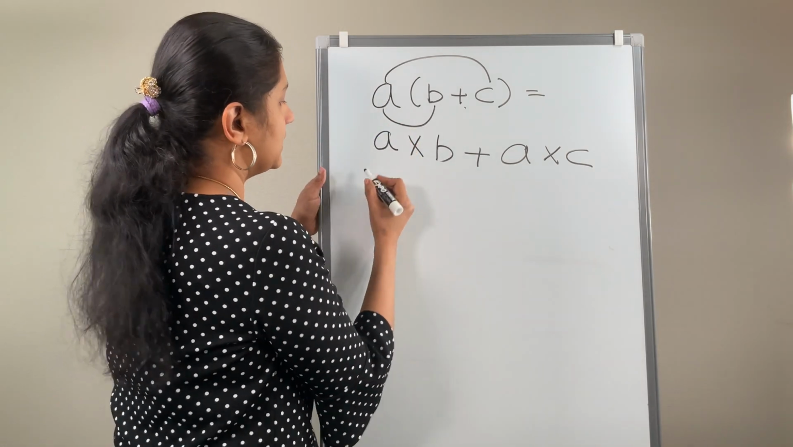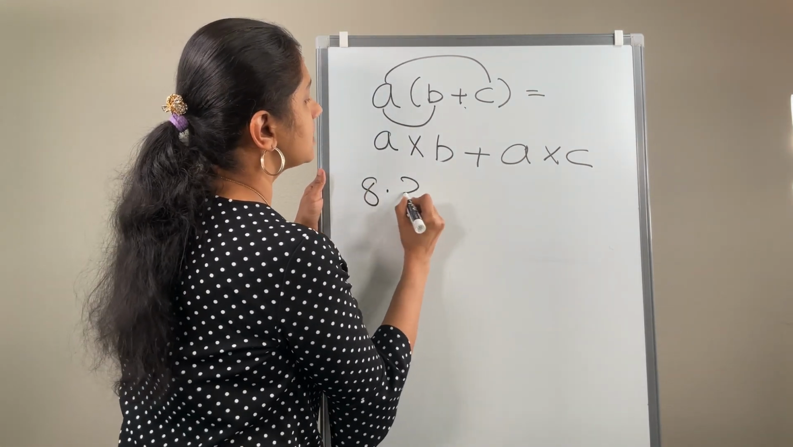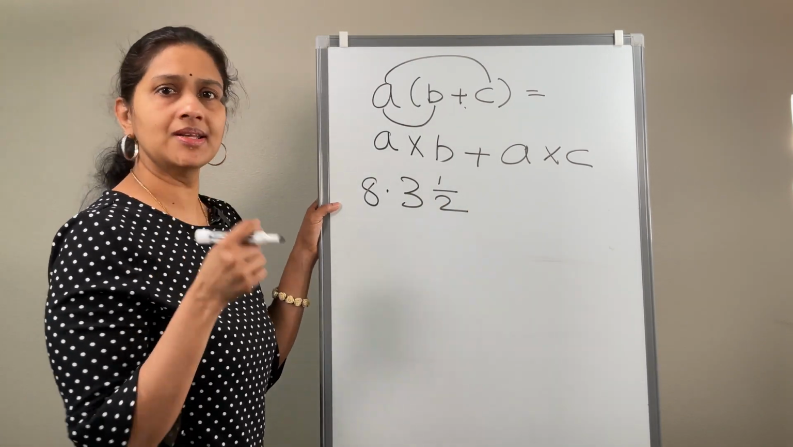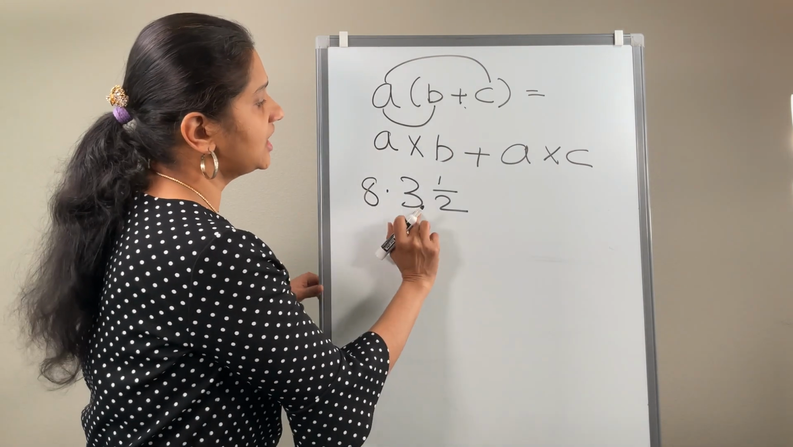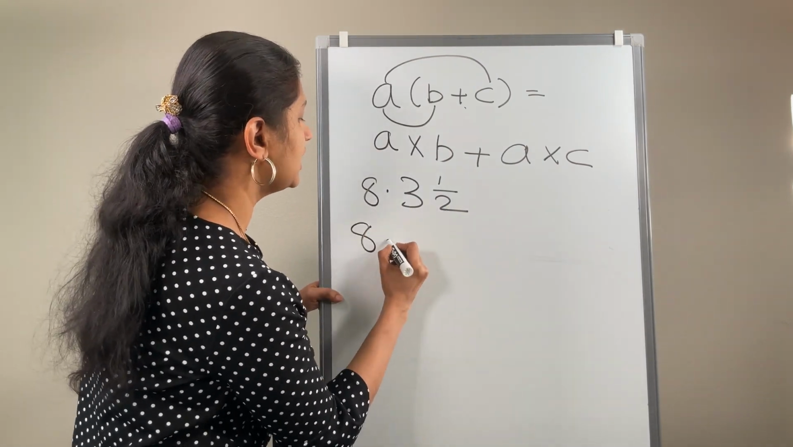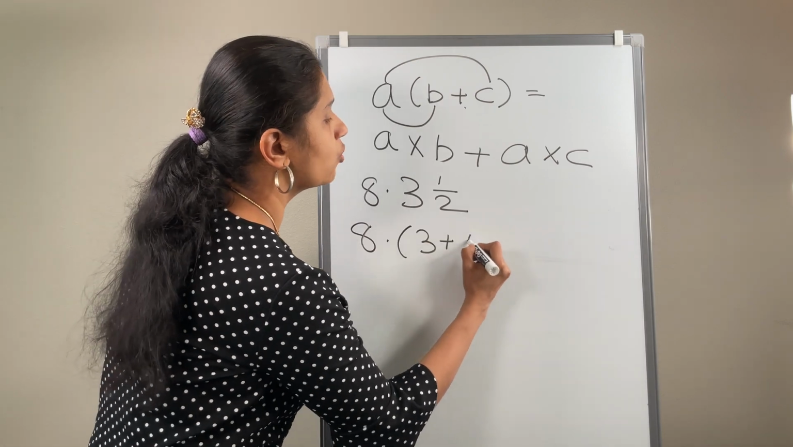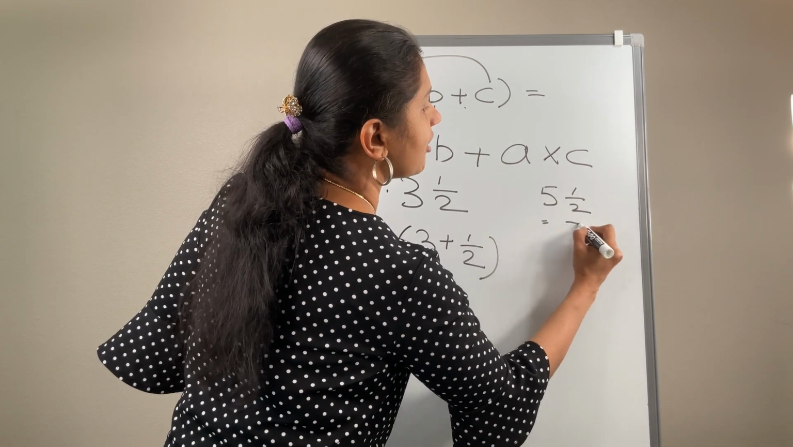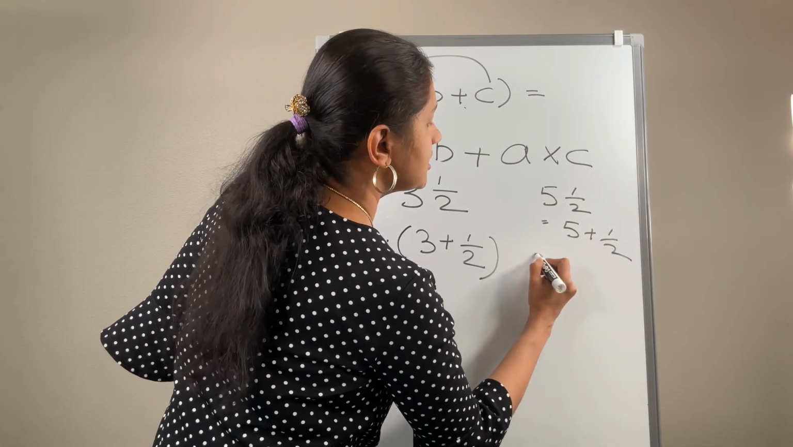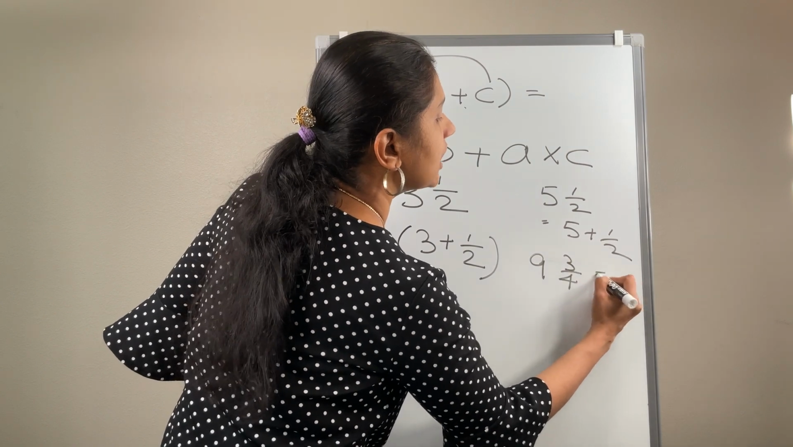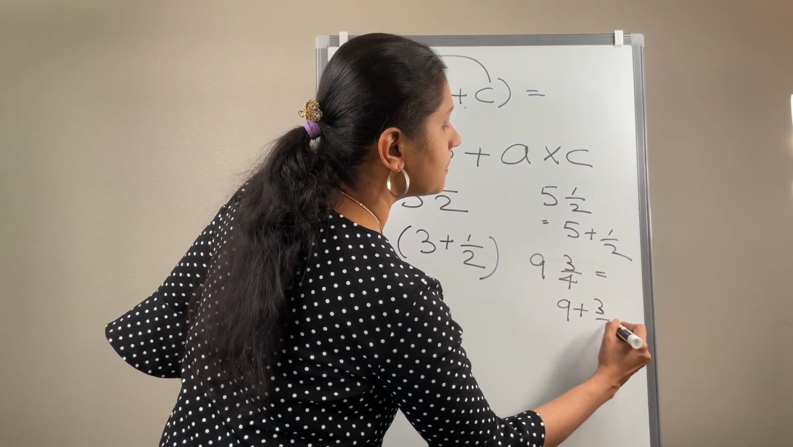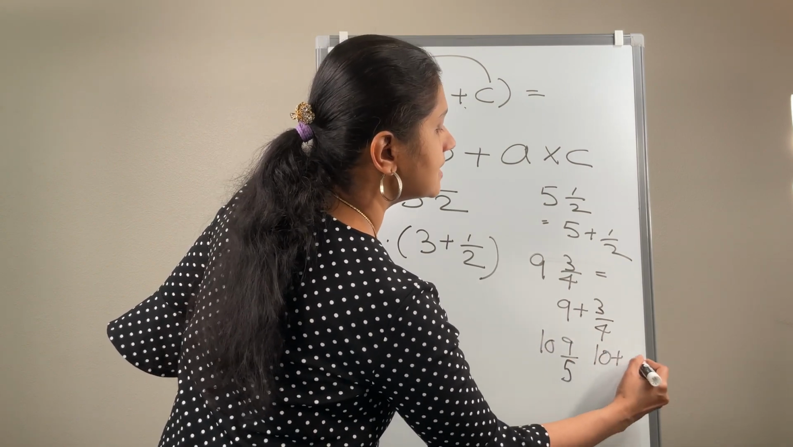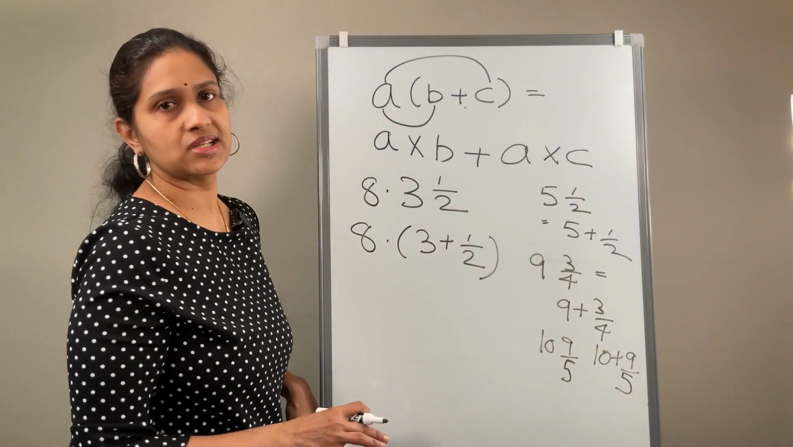Consider another example, 8 times 3 1/2. Now let us see how to evaluate this using the distributive property. Here you can see 3 1/2, you can write it as 3 plus 1/2. If it is 5 1/2, you can write it as 5 plus 1/2. If it is say 9 3/4, you can write it as 9 plus 3/4. 10 9/5, you can write it as 10 plus 9/5. This is a general strategy.